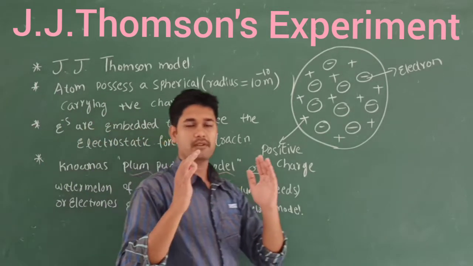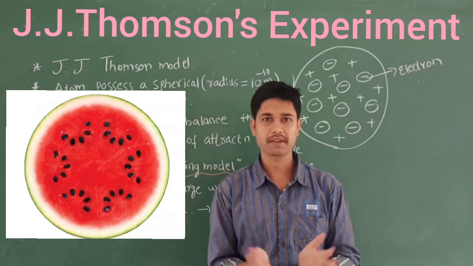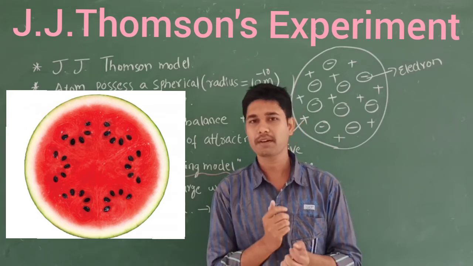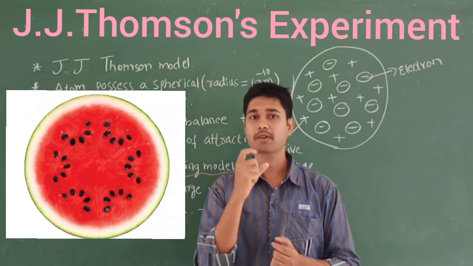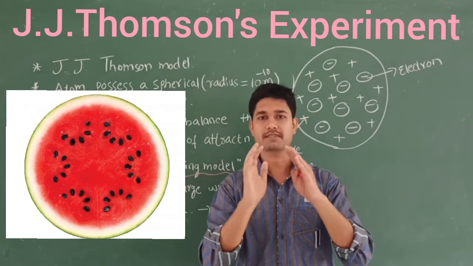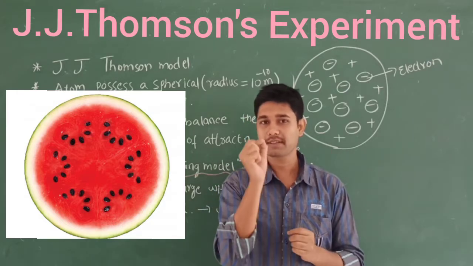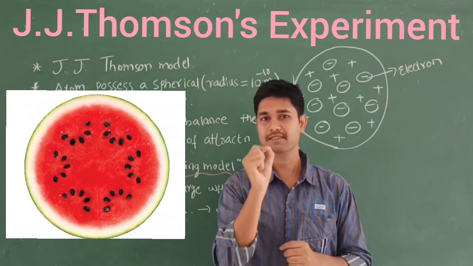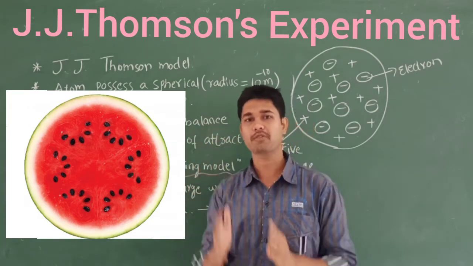Just imagine a watermelon, which looks like a spherical shape. When you cut it into two pieces, what happens? It looks red, right? That red color you assume is the positive charge, the entire positive charge. The red color appears, right? That is called positive charge. The small black things you see are the seeds, called electrons. Like this, he compares it with the simple watermelon shape.